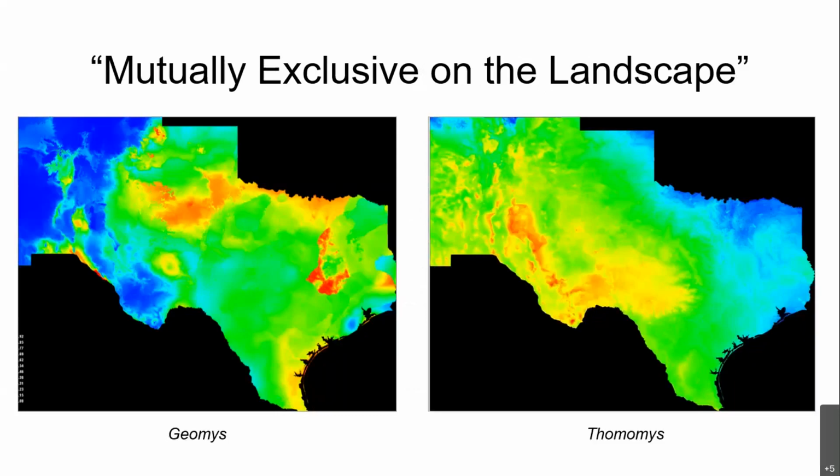The SDM on the left is that of Geomys. You can see it's there, with a distribution in eastern Texas, the Panhandle, and the Plains region, and not in the Trans-Pecos region down there in blue. But on the right, you have Cratogeomys, and that's exactly where you would find them. So it's just cool to actually see in an SDM that these pocket gophers are mutually exclusive on the landscape.